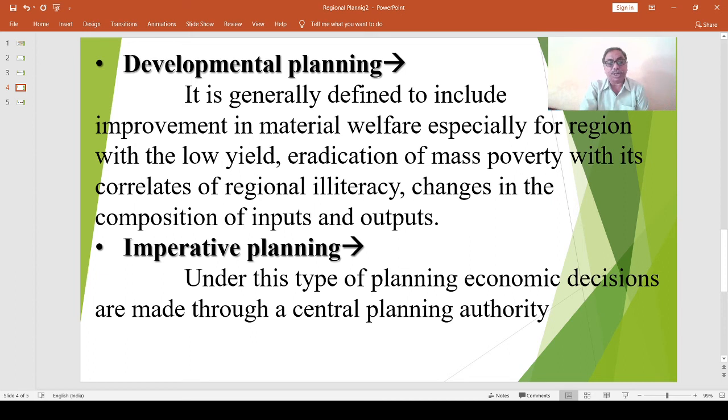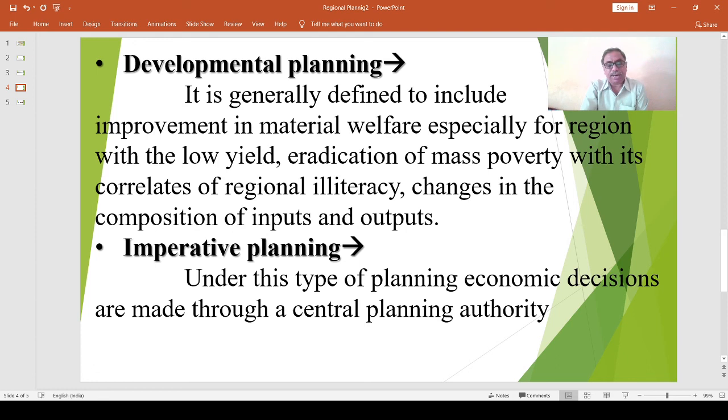Under this type of planning, economic decisions are made through a central planning authority instead of the market system. Allocation of resources, the mix of output and the distribution of output among the people are determined centrally in accordance with predetermined plans and targets. Because of state control over the available resources of the country, resources are allocated in such a way that production becomes maximum, people get goods and services in fixed quantities at fixed prices, and welfare of the nation gets maximized.